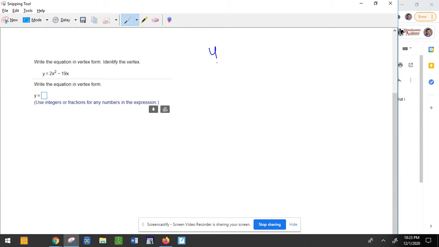We're going to write this in vertex form. First thing we need to do is deal with that 2. The fact that that 2 is there means we can't do the completing the square, so we're going to factor that away. We're going to basically divide 2 from both terms. So 2x squared divided by 2 is x squared, and then negative 19x divided by 2, we're just going to leave it as 19 halves.